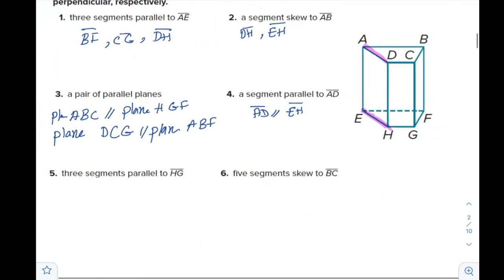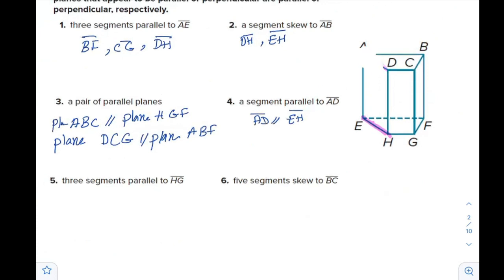Three segments parallel to HG. HG is this one. The first one I can see directly is EF. What else? AB, or we can say DC is easier, DC. And since DC is parallel to AB, we will consider AB as well.